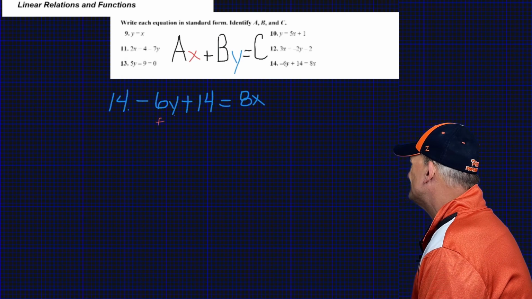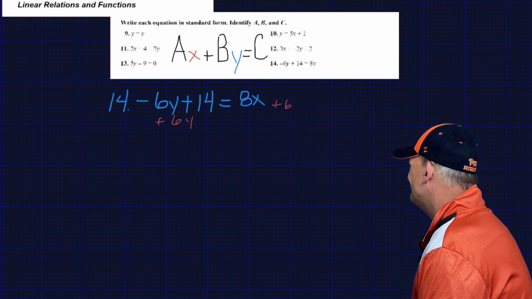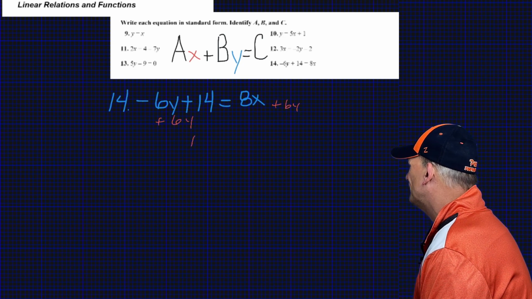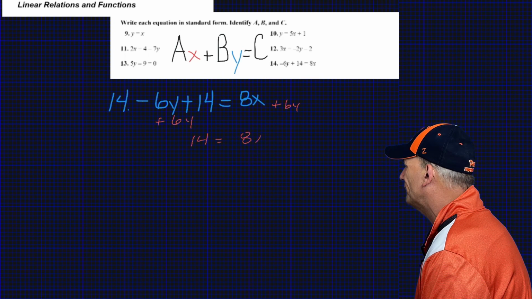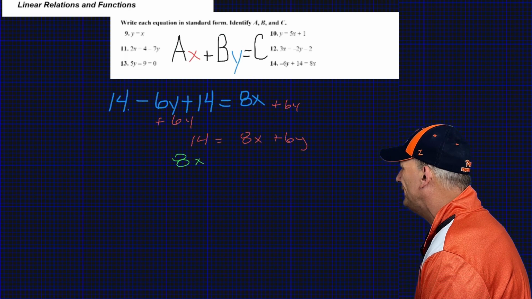All right. 13. Here's 14. Now we got -6y plus 14 equals 8x. What are we going to have to do here to put this in standard form? Well, all we have to do is add the 6y over, and we get 8x plus 6y equals 14.